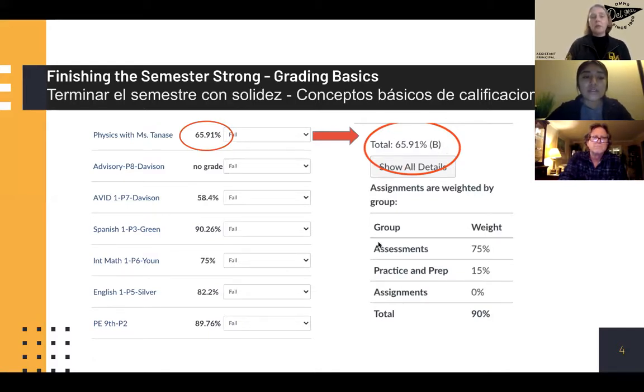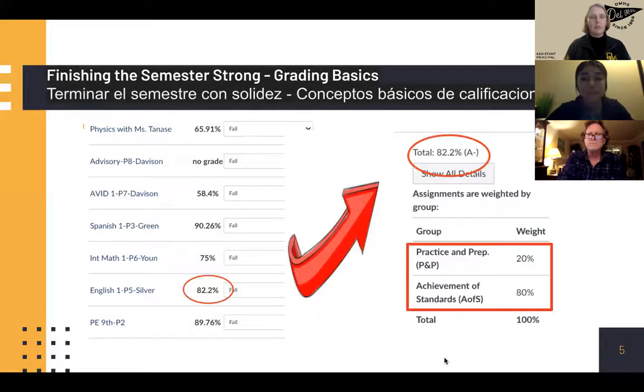And then teachers will also have their grades broken down by different categories. So assessments, which will be assessing how they're doing on different skills from the course, and then practice and prep, which will be more of the homework and classwork, what they do to practice as they move toward mastery in their classes. So again, likewise, you may see a student that has an 82%, and that 82% is an A.